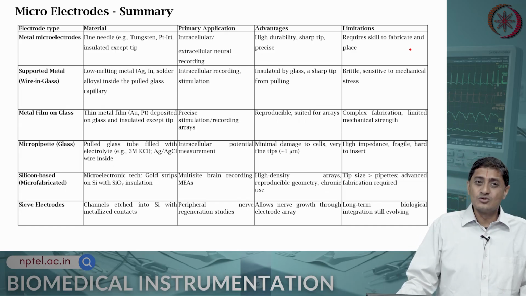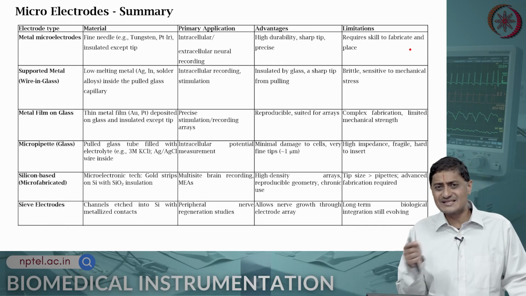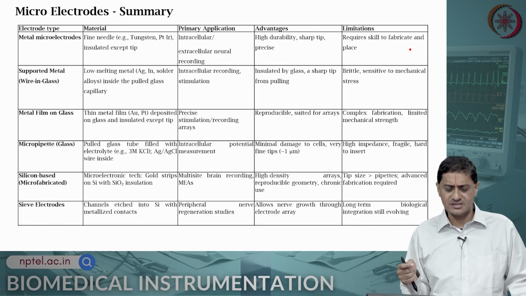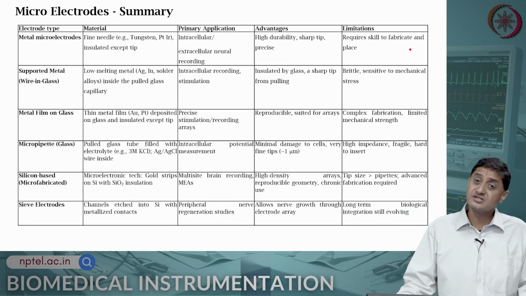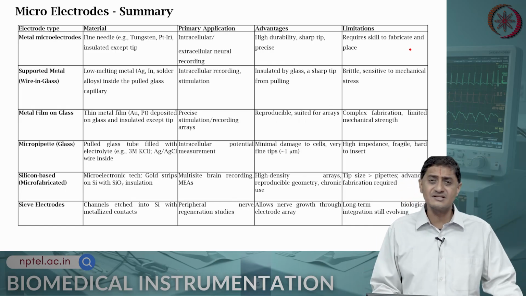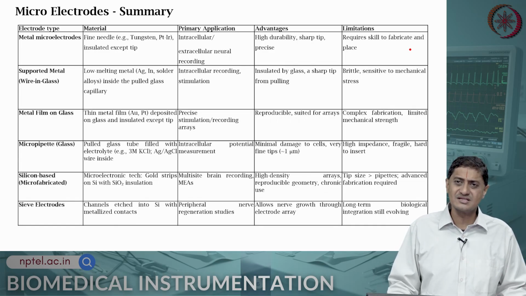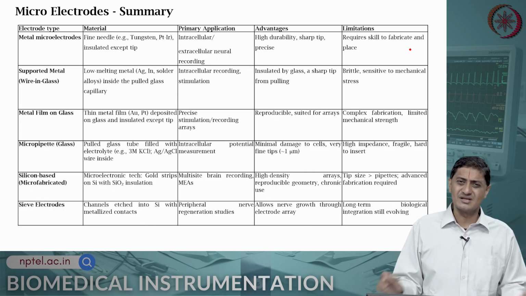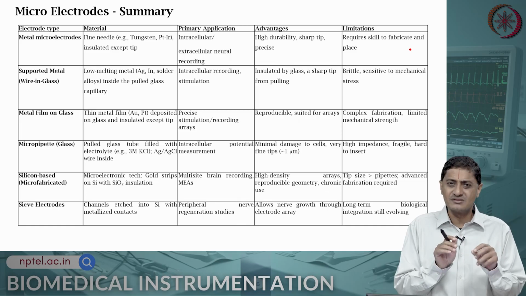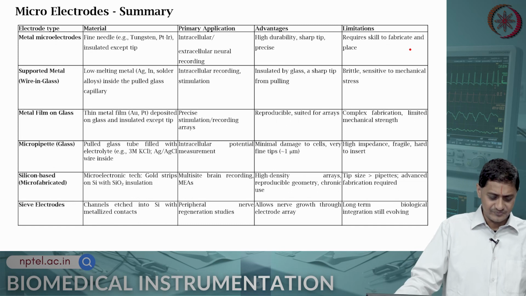In this case, what you have is a low melting point metal such as silver or solder alloys inside pulled glass capillaries, relatively small capillaries. These are used frequently in intracellular recordings and intracellular stimulation. These are insulated by glass, so a sharp tip is achieved by pulling the glass. The disadvantage is that they are very brittle and sensitive to mechanical stress because they are very small, right? So they are going to be brittle. It's not like the kind of failure where they deform, it's a brittle failure.